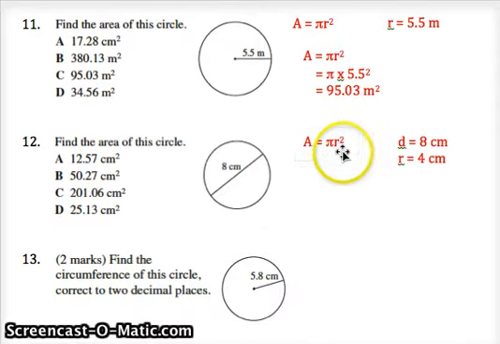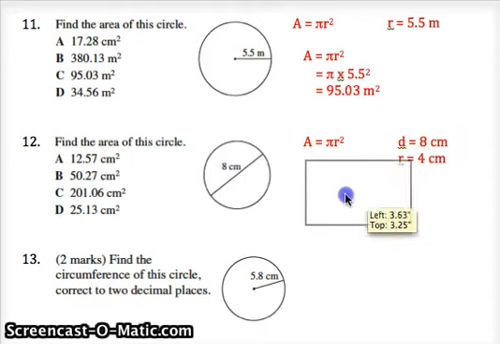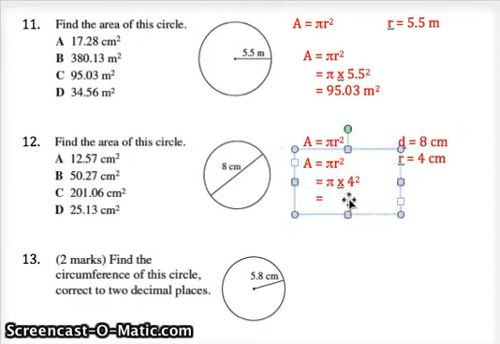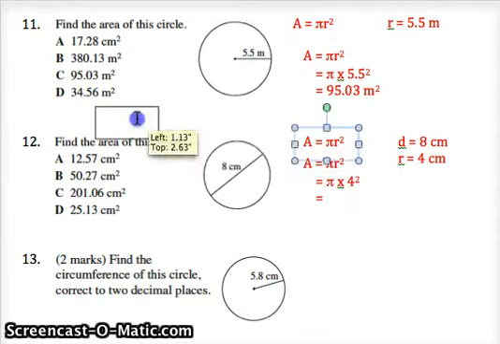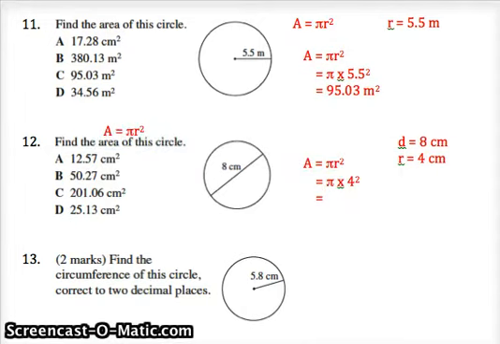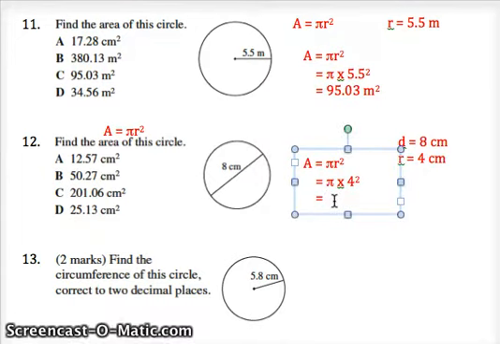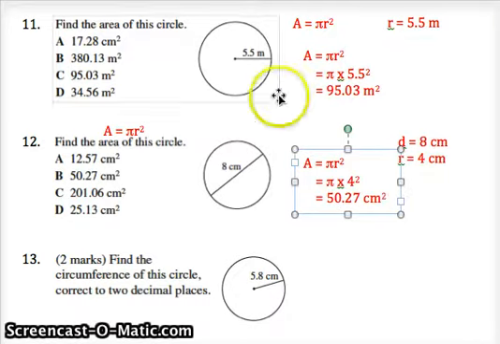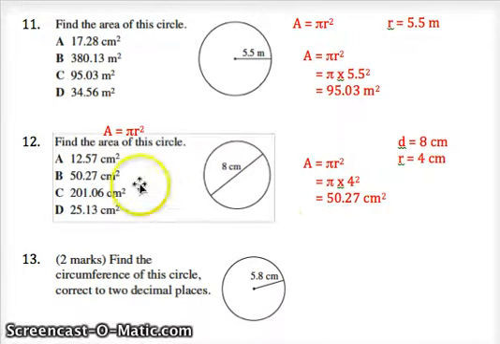We can use the formula, area equals pi r squared, and we substitute in that r is 4. We don't substitute in 8. So we've got that area equals pi r squared, which is pi times 4 squared. So it's pi times 4 squared, and I'll just do that on my calculator, and I get that the area is 50.265, and if I round that off, I get 50.27 centimeters squared. Because it's area units, you need squared units. So the answer is B. That's the end of question 12.